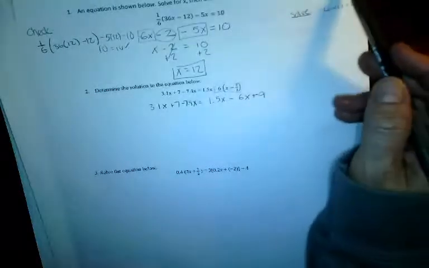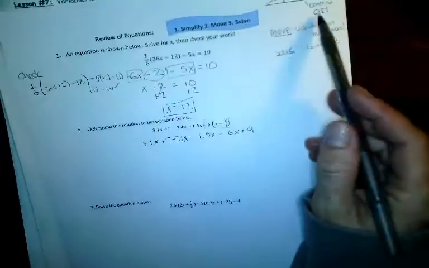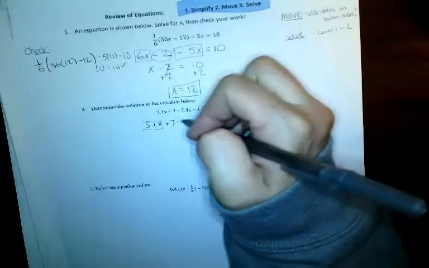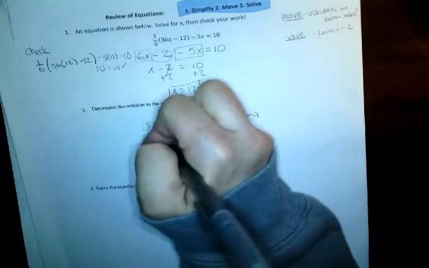After we distribute, you want to combine like terms. So I'm going to box and circle on the left. 3.1x and -7.4x make -4.3x.